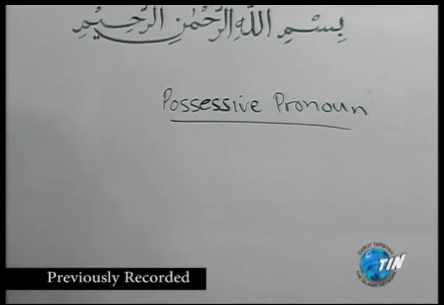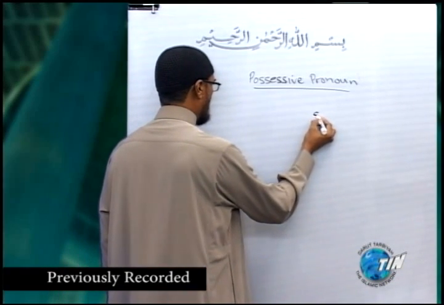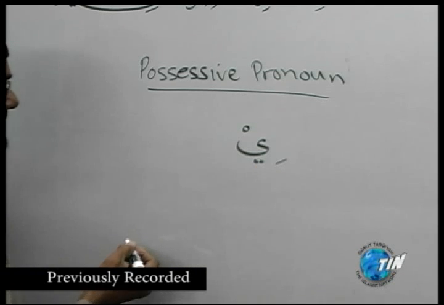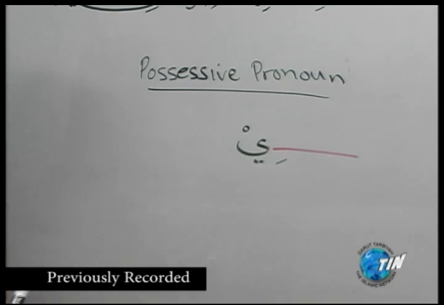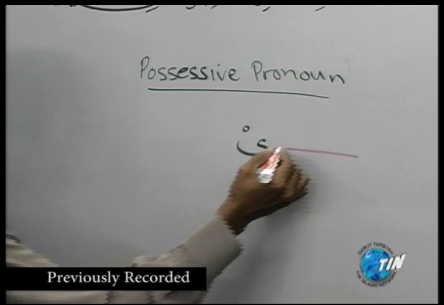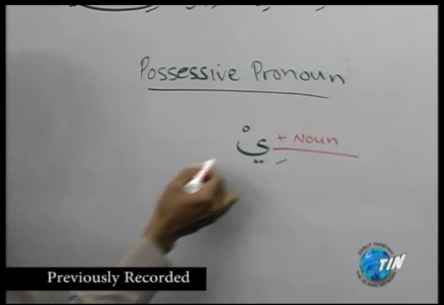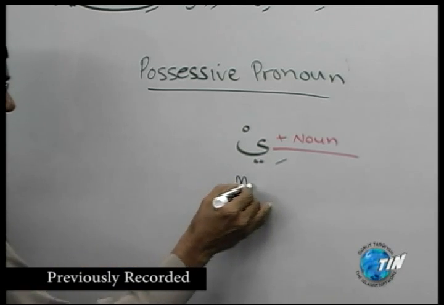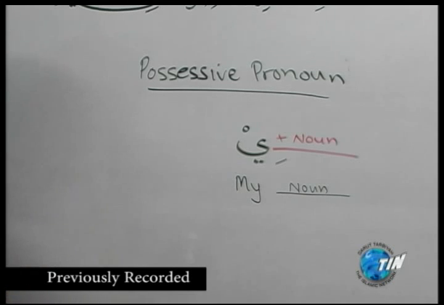I spoke briefly about the possessive pronoun in one of the previous classes, and it was about the letter Ya, which carries a sukoon, and before the Ya there is a kasra. The possessive pronoun, of course, there must be a noun before, because it shows possession, and you possess the noun. So here we put a noun, and we add this, and this gives you the meaning of my. Whatever the noun is, my noun.